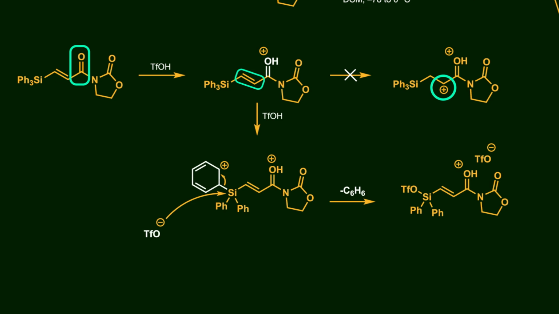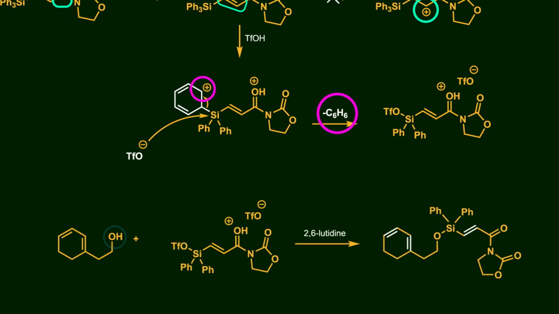Next, the second equivalent of triflic acid protonates one of the benzene ring's double bonds, disrupting aromaticity. The resulting carbocation then tries to restore aromaticity by pulling electrons from the carbon-silicon bond, making it behave as a good leaving group. As a result, the triflate ion attacks the silicon, and the carbocationic moiety leaves the molecule as a phenyl group. The isolation of this intermediate is not needed. So what's going to happen is 2,6-lutidine acts as a base to deprotonate the alcohol, allowing it to attack the silicon and form the desired intermediate.